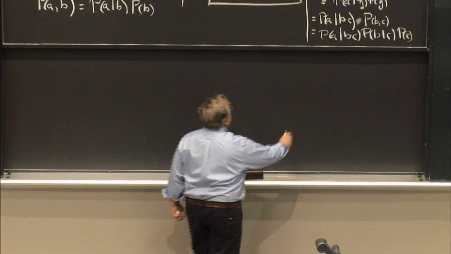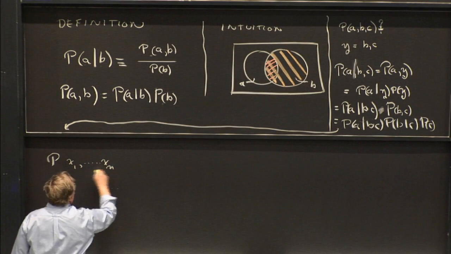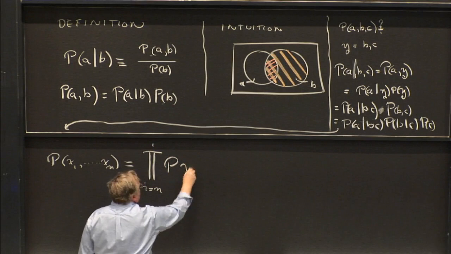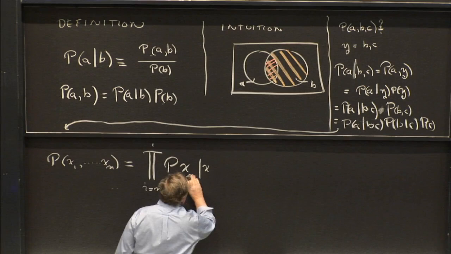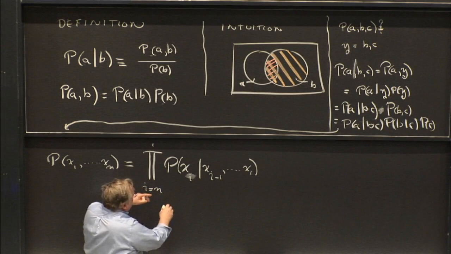So let's go from here over to here and say that the probability of a whole bunch of things, x1 through xn, is equal to some product of probabilities. We'll let the index i run from n to 1. Probability of x, the last one in the series, conditioned on all the other ones, that's probability of xi, given x(i-1) down to x1, like so. And for the first one in this product, i will be equal to n. For the second one, i will be equal to n minus 1.